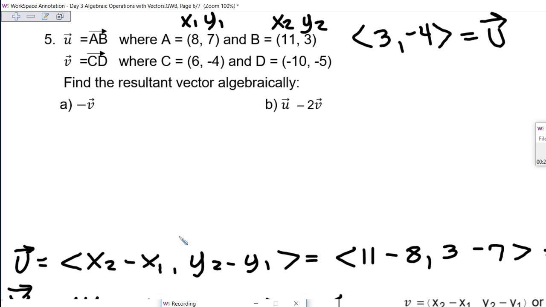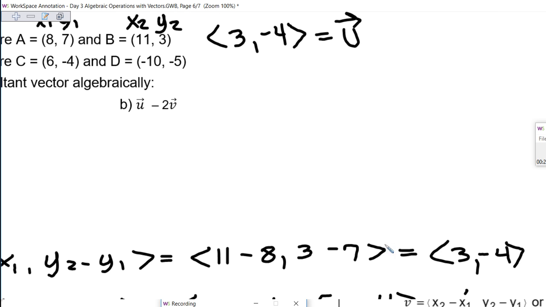Okay, x2 is negative 10, minus x1 is 6, y2 is negative 5, minus y1 is negative 4. So what's negative 10 minus 6? Negative 16. And when I subtract a negative, this changes to addition. So it's negative 5 plus 4, negative 1. So there's the component form for vector v, negative 16, negative 1.